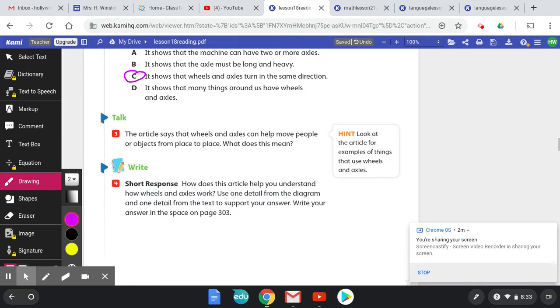All right. And number 3, it says, the article says that wheels and axles can help move people or objects from place to place. What does this mean? Hint, look at the article for examples of things that use wheels and axles. So you should be talking that through to your parents, to a sibling, just out loud to your pet. And then we're going to look at the short response.